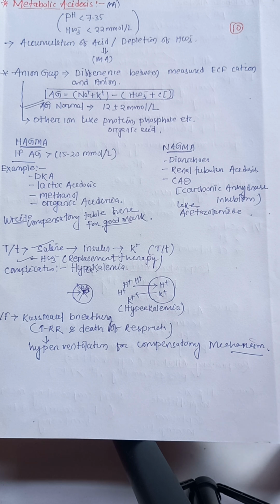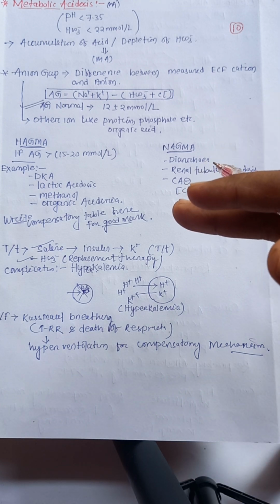In lactic acidosis, what happens? Lactate will increase in the body, and lactate will try to buffer with HCO3 minus, and there will be depletion of HCO3 minus. Similarly in methanol poisoning, formaldehyde and formic acid will be produced, and that formic acid again consumes HCO3 minus, and there will be depletion of HCO3. So there are two things: one is the accumulation of acid, the other is the depletion of HCO3 minus. Both cause metabolic acidosis.